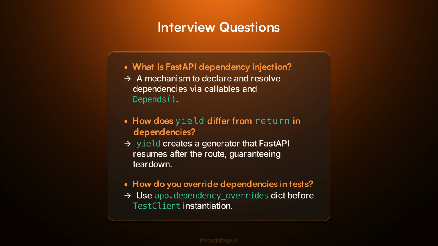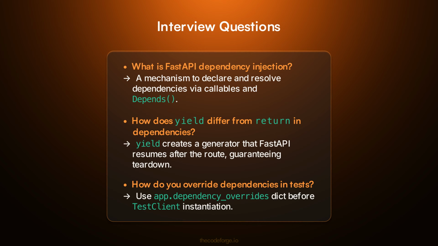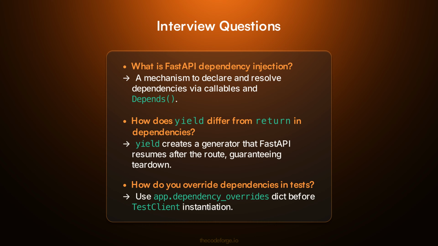Let's run through some common interview questions. What is FastAPI Dependency Injection? A mechanism to declare and resolve dependencies via callables and Depends. How does yield differ from return in dependencies? Yield creates a generator that FastAPI resumes after the route, guaranteeing teardown. How do you override dependencies in tests? Use the app.dependency_overrides dict before test client instantiation.